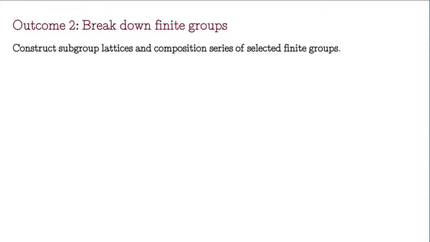Outcome number 2 is to take another look at finite groups. This is where we go back to Abstract Algebra 1 and we take it a couple of steps further. In particular, we'd like to answer the question, how do you break down a finite group into smaller pieces? We're going to do that in 2 different ways.